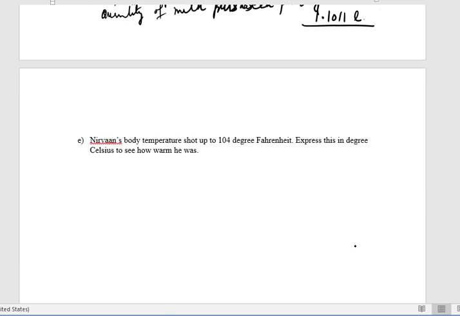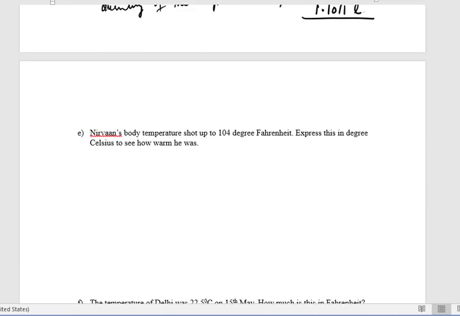Next part is Nirvan's body temperature shoots up to 104 degrees Fahrenheit. Express this in degrees Celsius to see how warm he was. So Fahrenheit is given. So temperature of Nirvan's body equals 104 Fahrenheit.